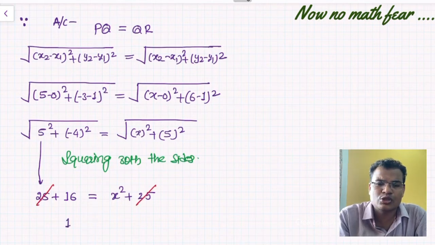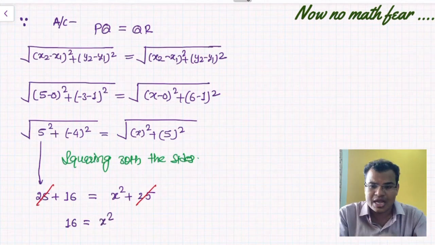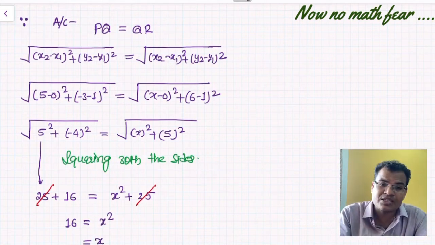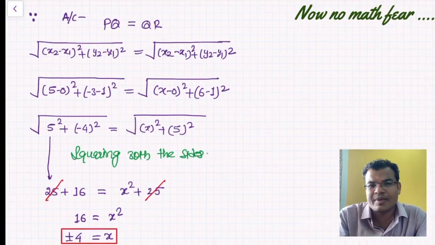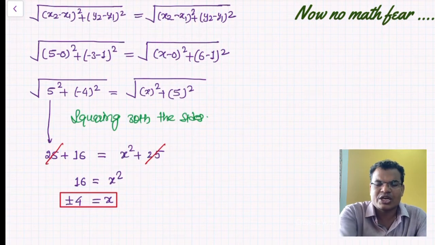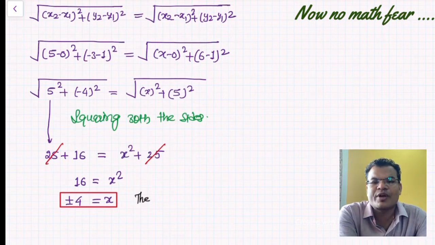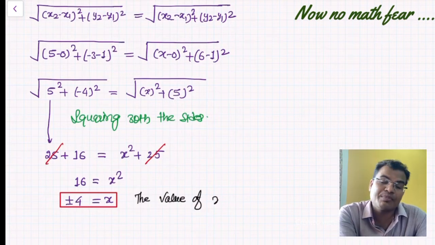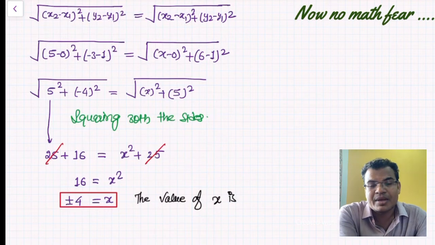So 16 equals x square, and I want to find the value of x, that is x is plus minus 4. So there are two values of x basically, one is plus 4, one is minus 4, when you are taking the square root, right? So guys, he wanted to find out the value of x. So this first part may come in the exam also.